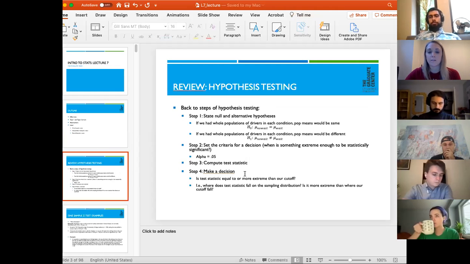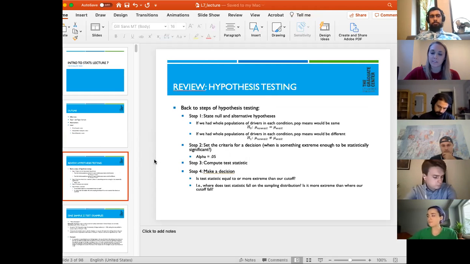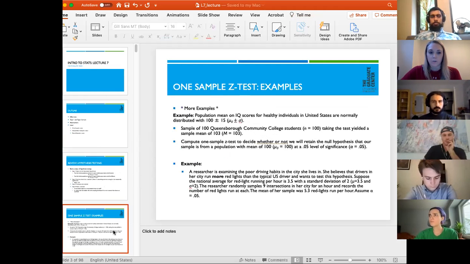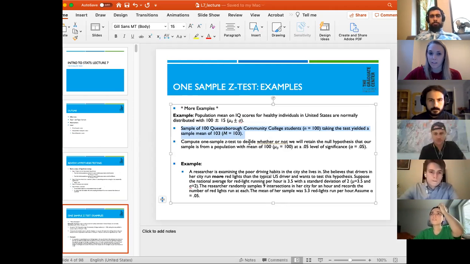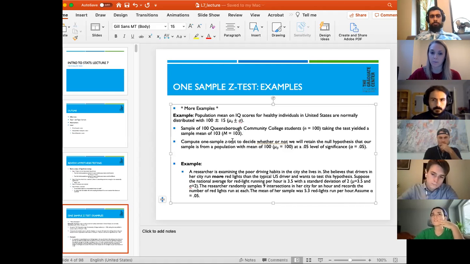As I mentioned, when we think about hypothesis testing, you have your 4 steps: state the null and alternative, set your criteria, compute your test statistic, and then make a decision. If you remember back to our example with IQ scores, we have a population mean of 100 and standard deviation of 15. I took this example straight from lecture 6. We tested a mean of 103 to see if it was significantly different from the population mean. This is a one sample Z test. Do you remember how we did this?